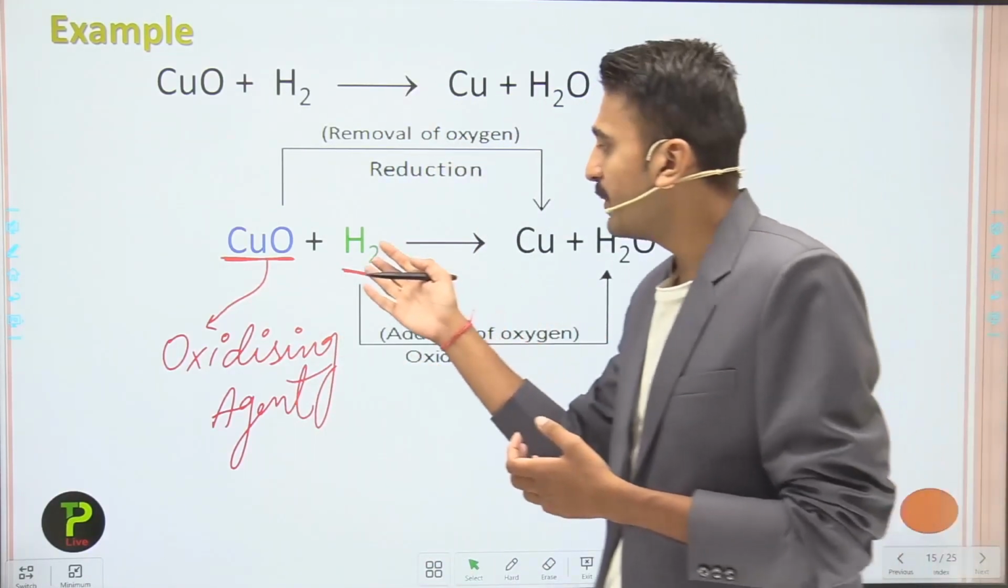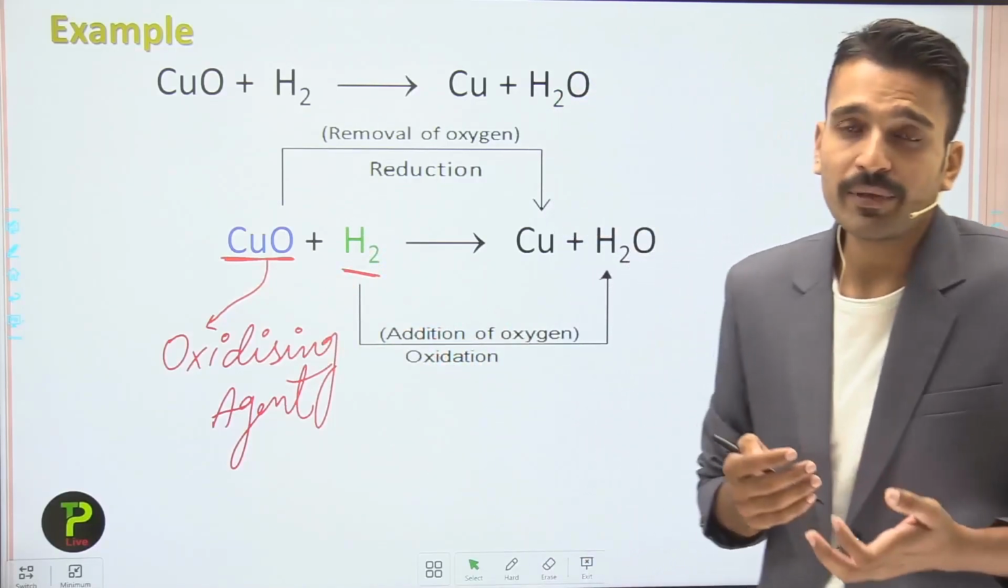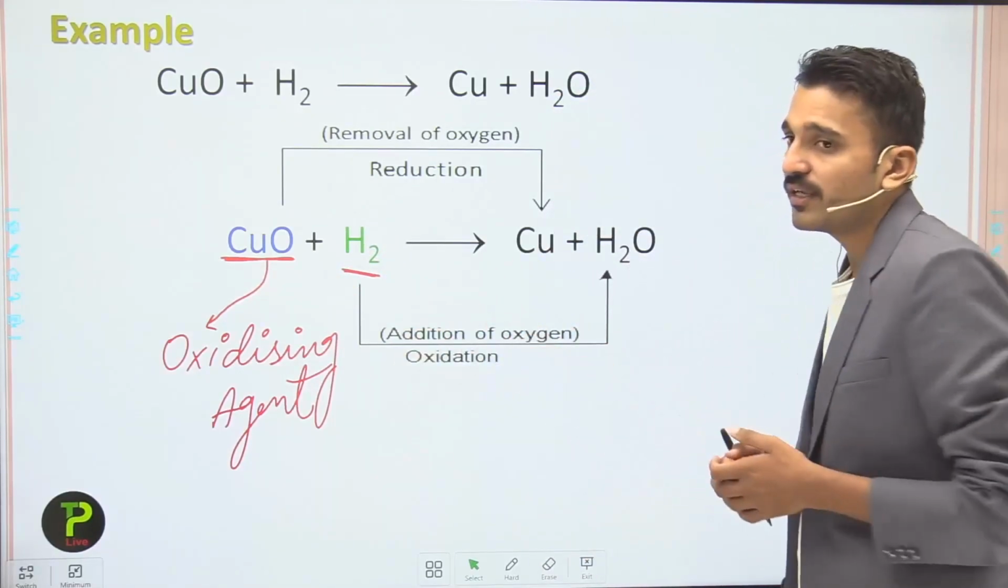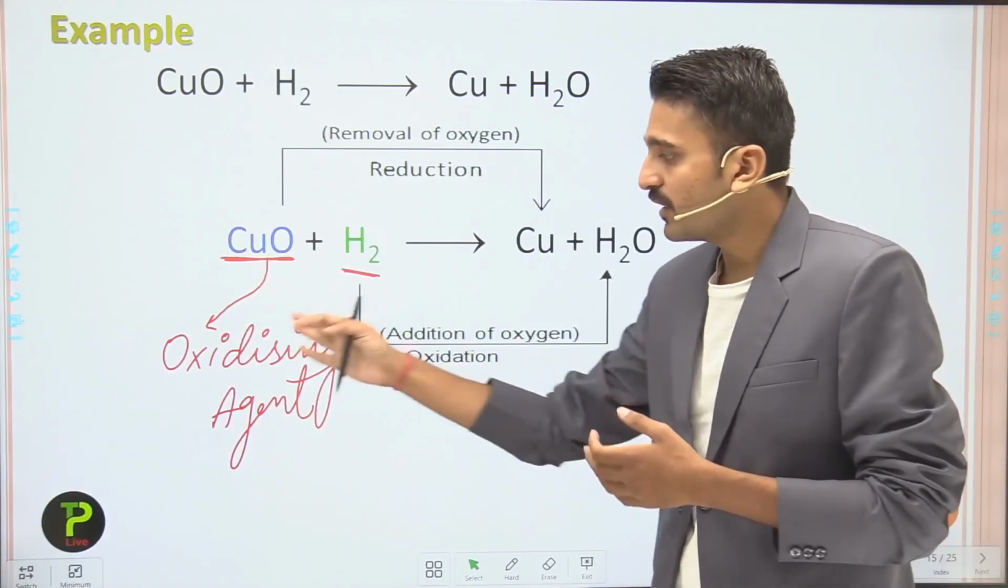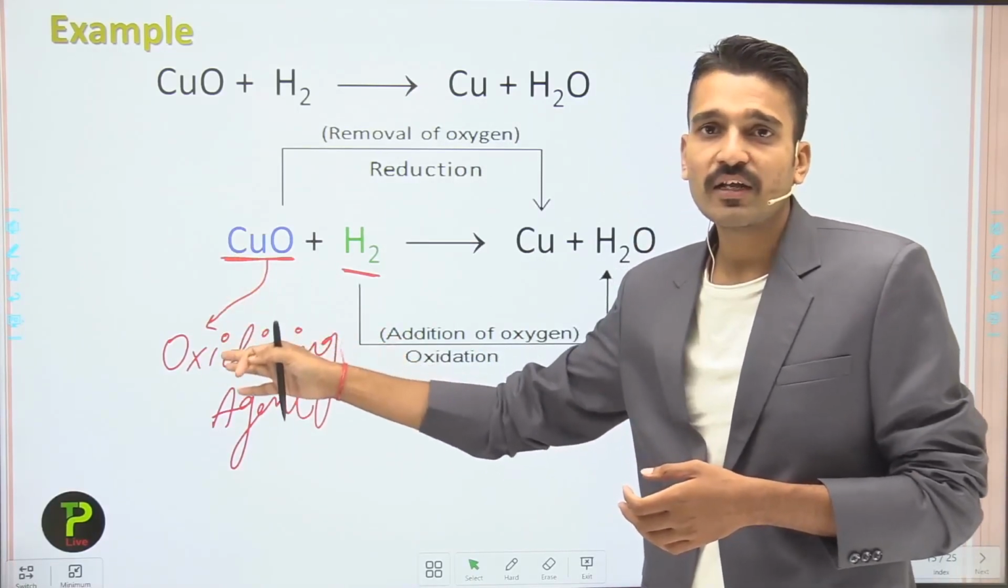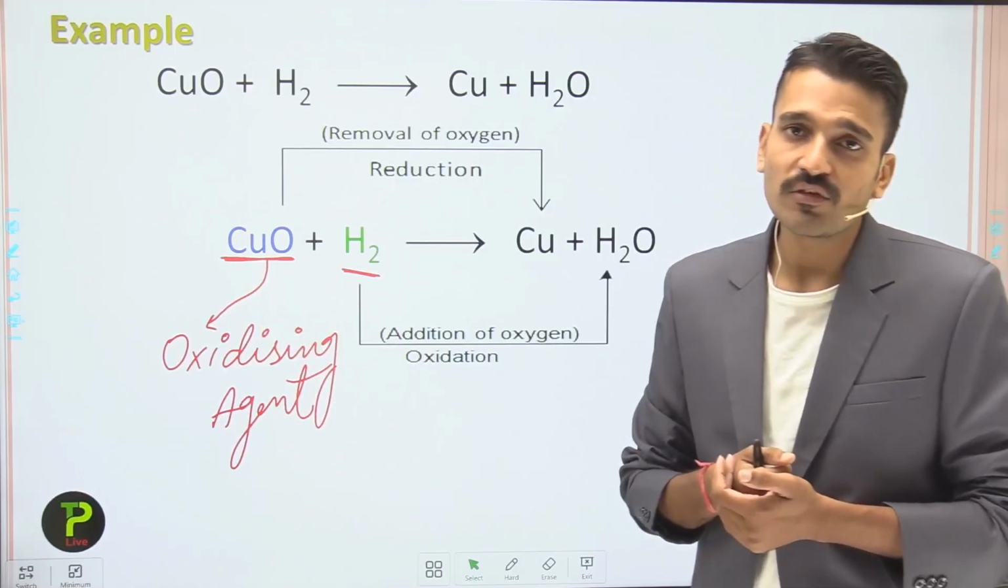And what is happening to hydrogen? Hydrogen is being oxidized. But for the oxidation, what is acting as an oxidizing agent? Copper oxide is acting as an oxidizing agent.